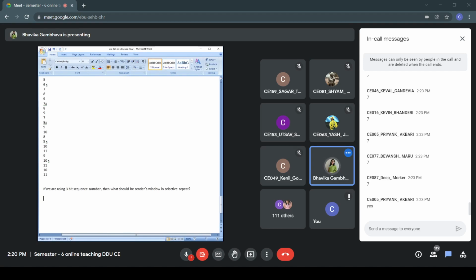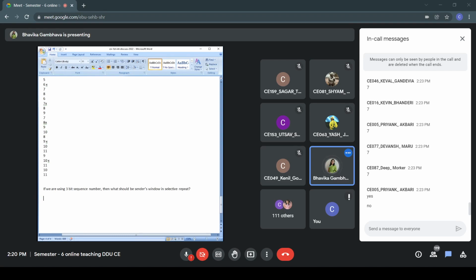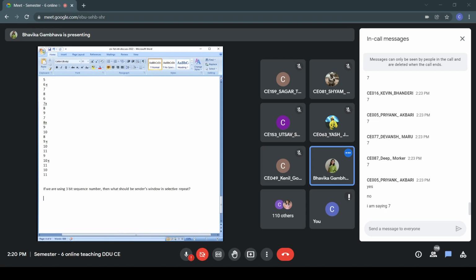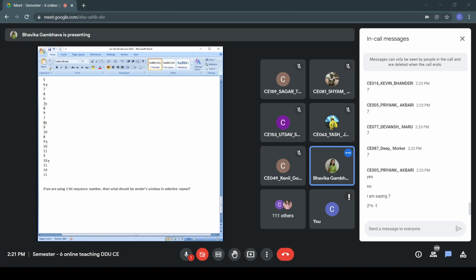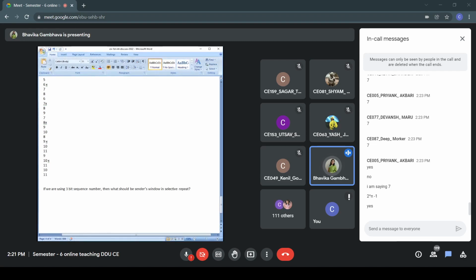Is it always 1? Is your receiver's window 1 in case of selective repeat? No, Priyank, it isn't 1. So what is the window? Acha, you are saying 7. Others in general, forget about 7 or any number. What is the receiver's window in case of selective repeat protocol? Same as the transmitter's window. Whatever is the sender's window, the same will be the receiver's window, right?